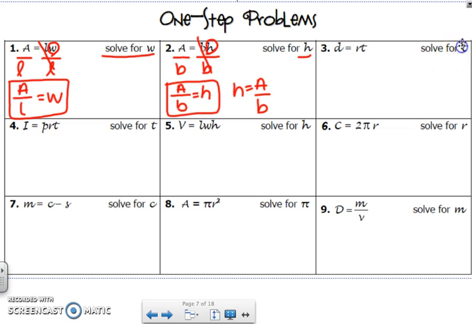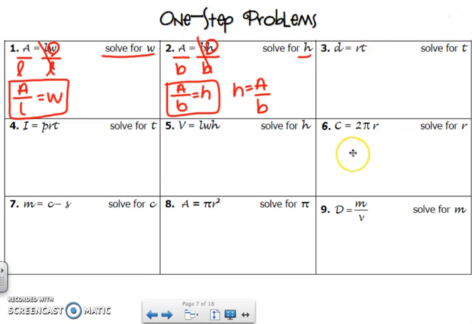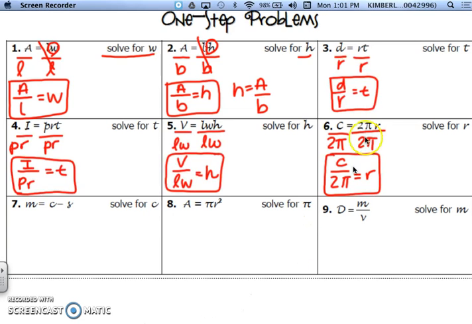Okay? So I want you to try 3, 4, 5, and 6 all by yourself. So press pause and try those. Here's what I got for number 3. I divided by R to get T by itself and got D over R equals T. On number 4, even though you have 3 letters right beside each other, they're all multiplying. So in one step, you can get rid of the P and the R. So I divided by PR, and then rewrote this.